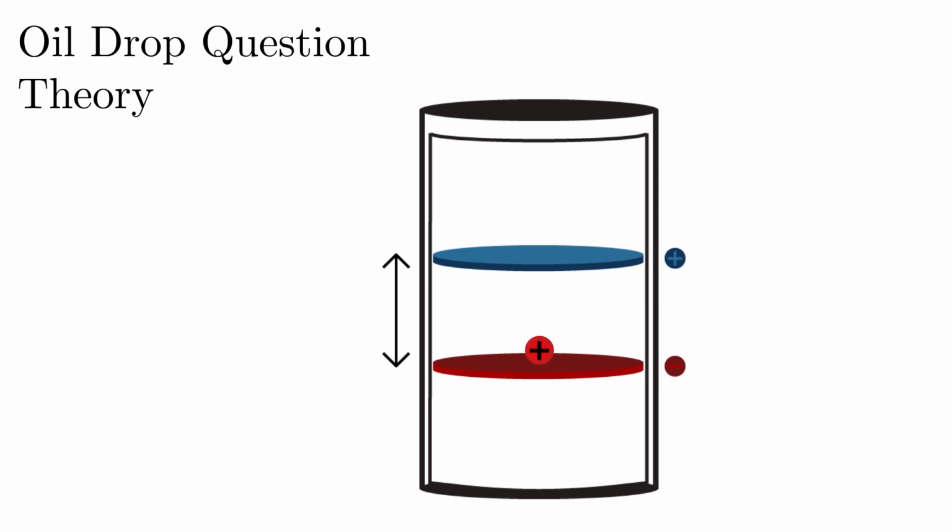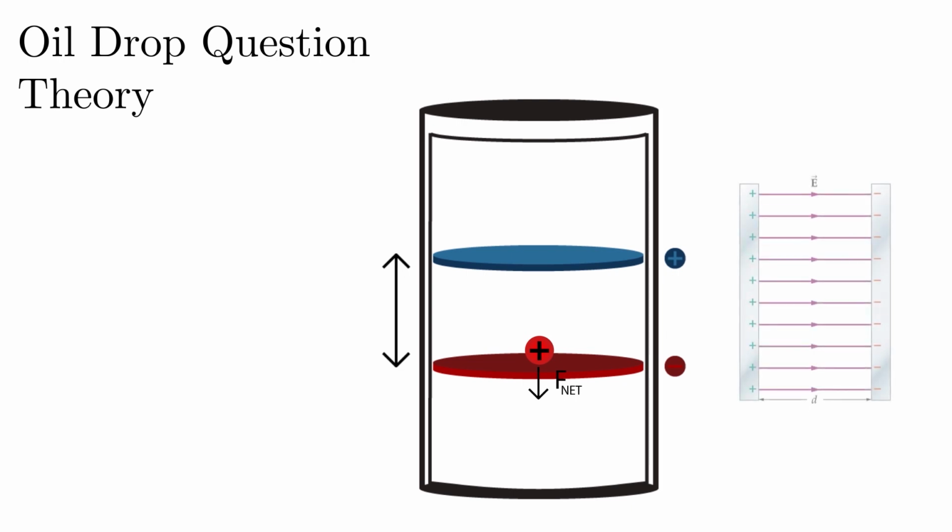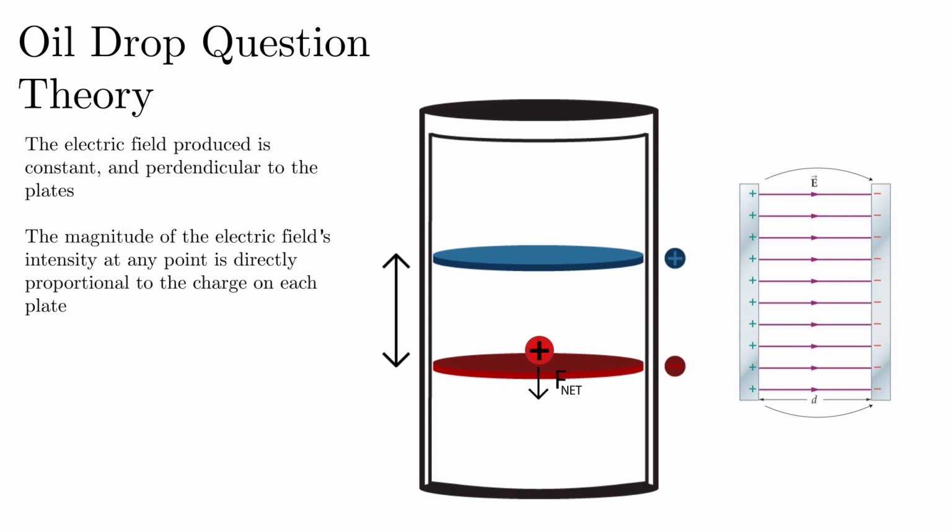If the positive plate is directly above the test charge and the negative plate is directly below the test charge, the net force exerted on the test charge will be straight down. Since the field lines from the positive plate to the negative plate are parallel to each other, we can say that the electric field is uniform throughout, except at the edges of the plates. This is known as the edge effect. To summarize, the electric field produced is constant and perpendicular to the plates.